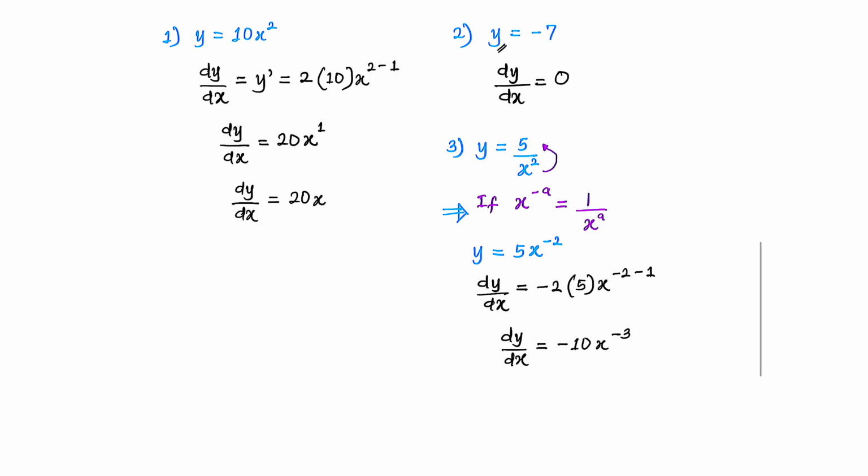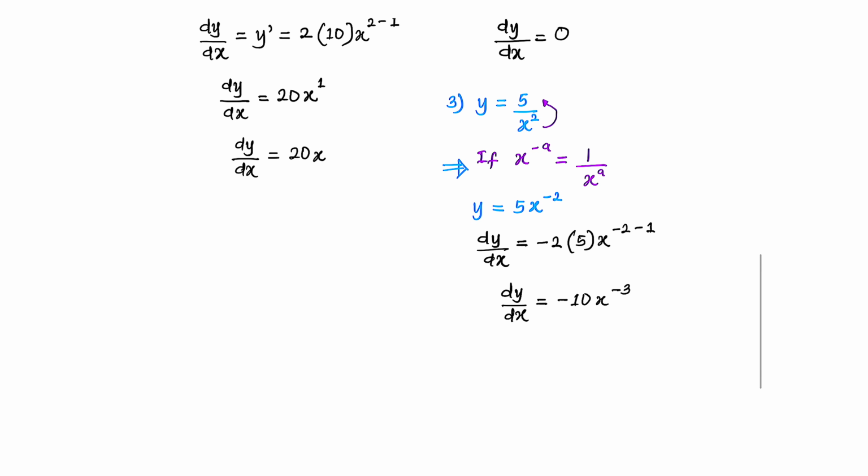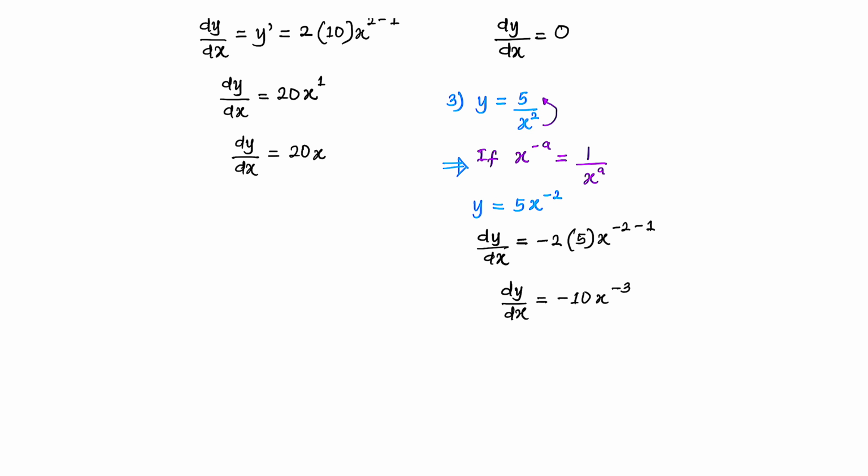You may leave your answer like this, or we may return it back in the way the function was given to us, or we may rewrite it in the way that the question was given to us. So dy/dx, applying this rule, equals negative 10 divided by x raised to power 3. That's it. Question 4.